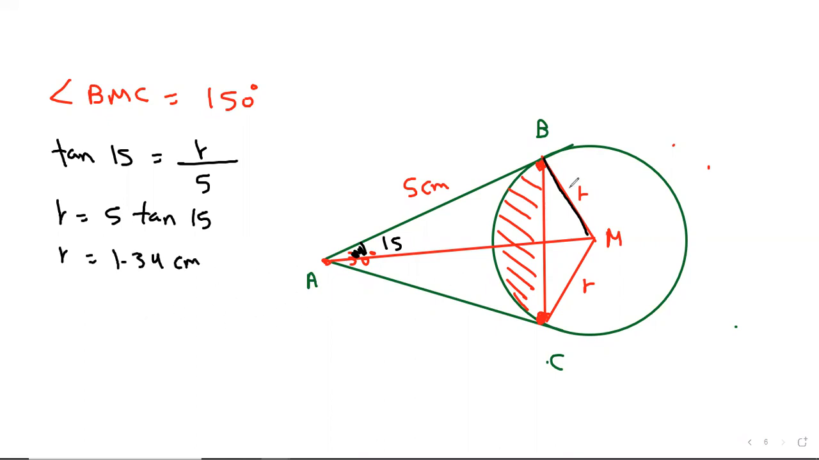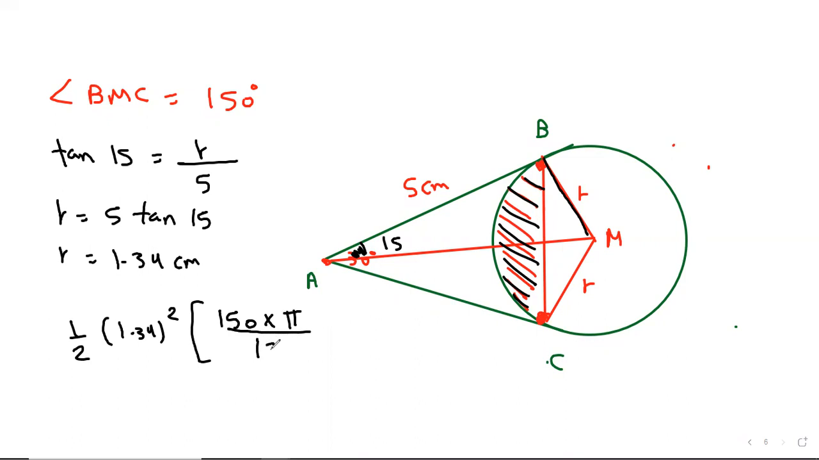Now we can apply the rule to find the area of this circular segment. The area is half multiplied by the radius squared, which is 1.34 raised to the power of 2, and theta in radians. This angle is 150, so 150 multiplied by pi over 180 minus sine of the central angle measured in degrees, sine 150. It will be, to the nearest one decimal place, 1.9 centimeters squared.